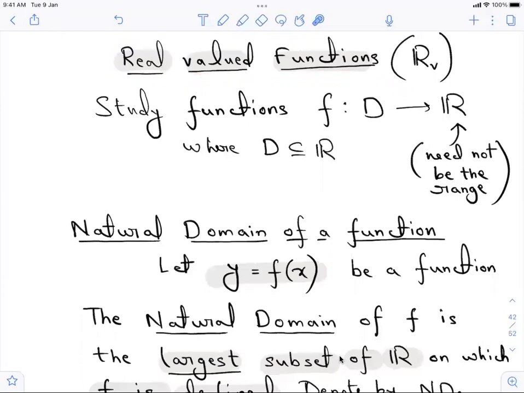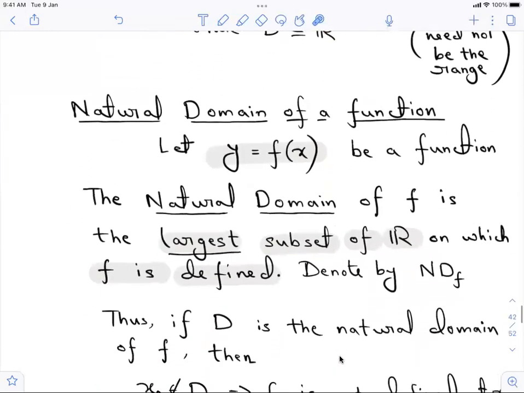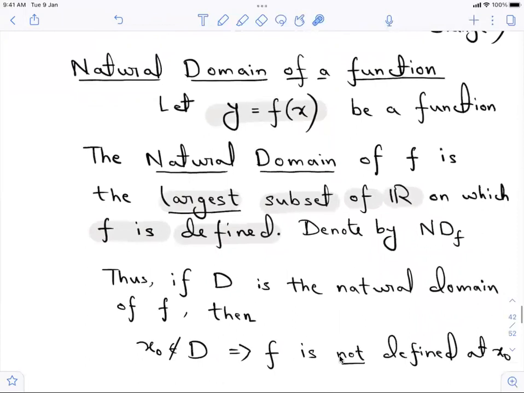So real valued functions, I'm going to use the notation R_V to denote the set of all real valued functions. And what are these? These have some domain contained in R and they take real values. So every real valued function will have something called a natural domain. So what is that? That is the largest subset of R on which the function f is defined.